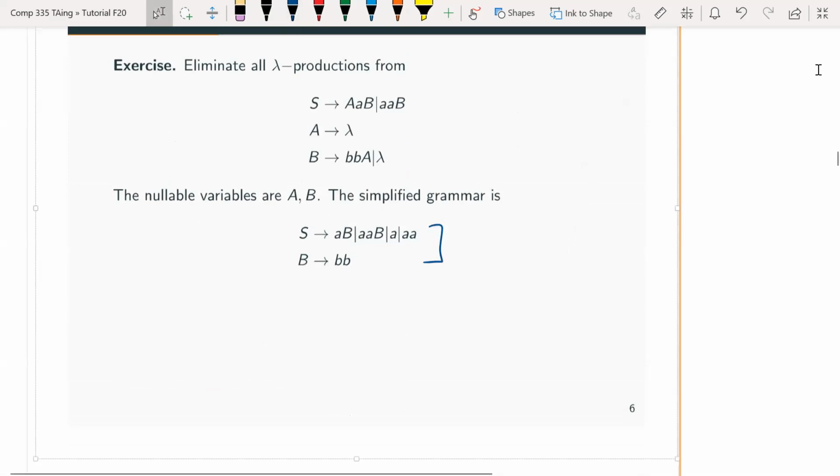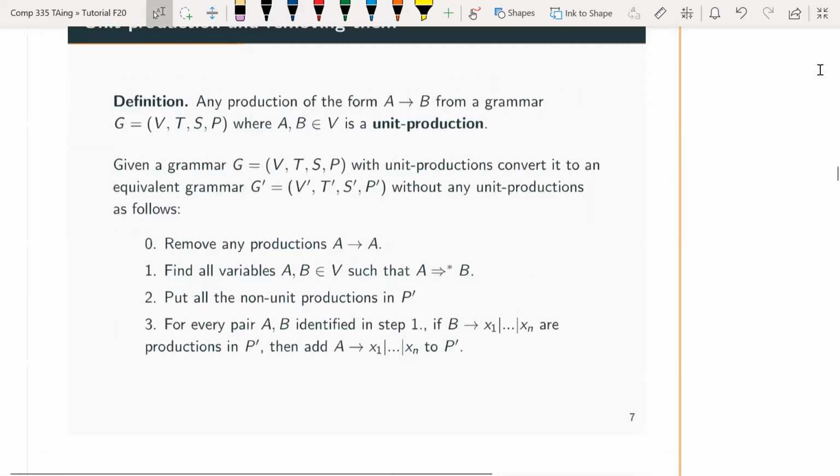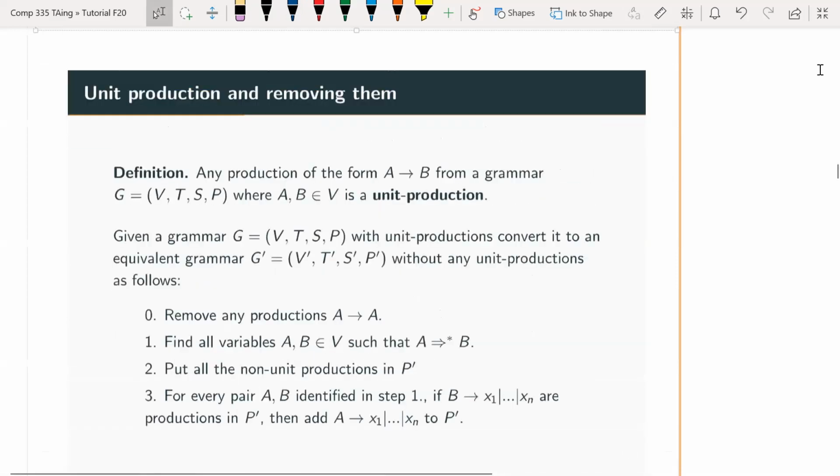So I hope that's clear for everyone. As usual, you can stop me if it's not. But if it is, we're going to move on to the second simplification procedure, which is removing unit productions.